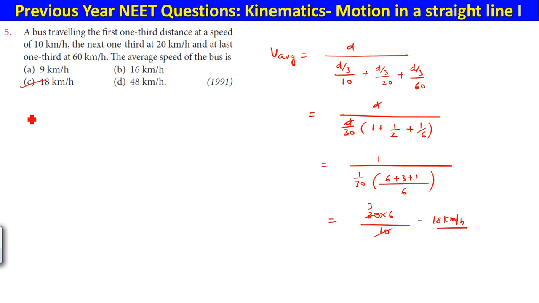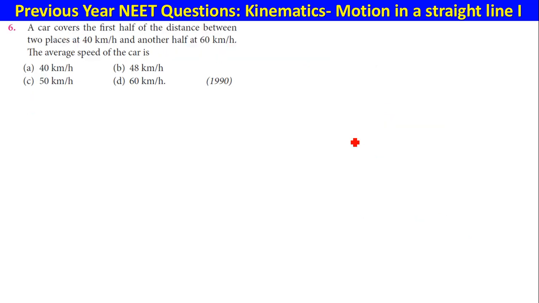Clear? Next, a car covers the first half of the distance between two places at 40 km per hour, and the other half at 60 km per hour. Then what is the average speed? We have done this problem already. So that will be 48 km per hour, isn't it?